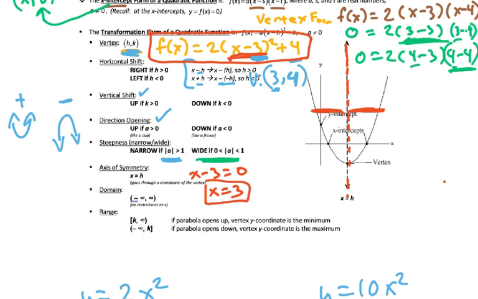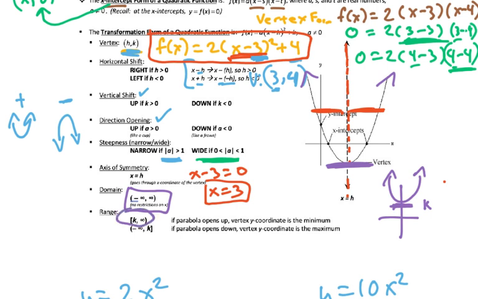Okay, then we have the domain. The parabola sticks out, so that means it goes out forever and ever, so it's -infinity to infinity. And the range is going to depend upon where the vertex is. So if the parabola opens up, then it's going to be whatever is the y value here, which we call k, and above. That's why you're seeing k to infinity.